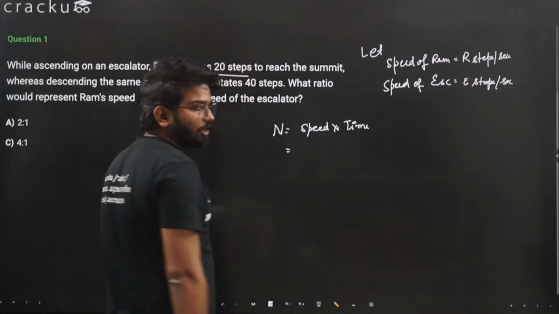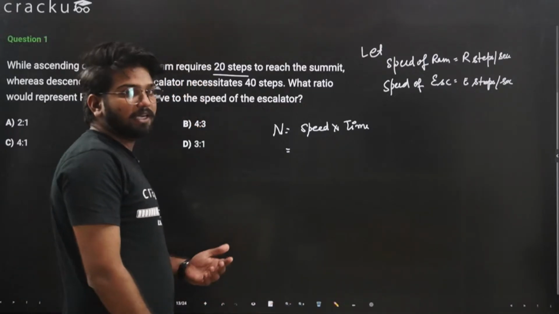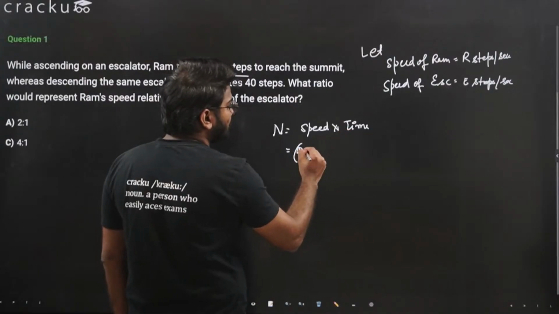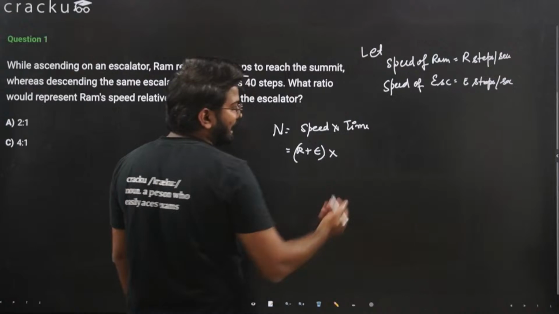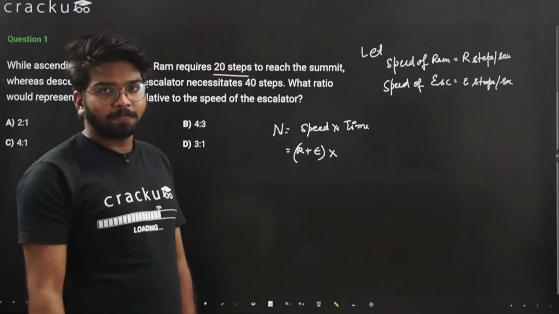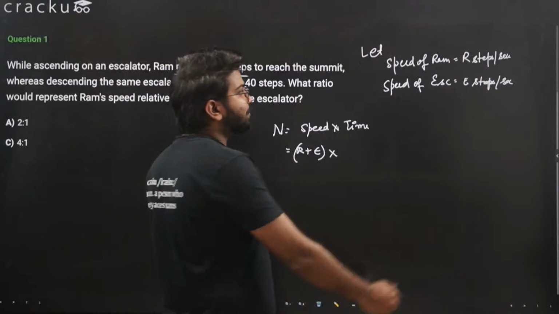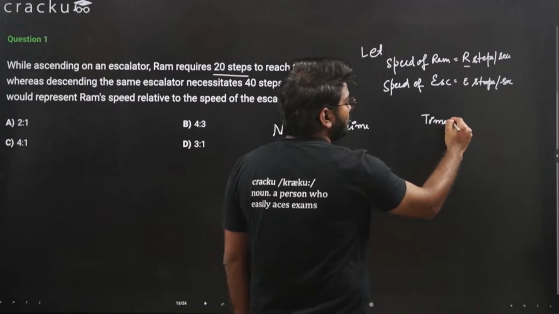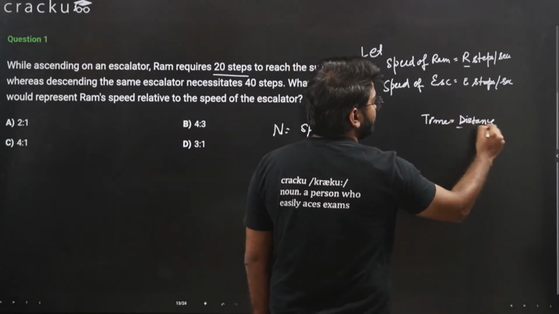The speed here will be, since both of them are moving in the same direction, the sum of their speeds, that is the speed of Ram plus the speed of the escalator, into time. How much time are they taking? We know that Ram is taking 20 steps and Ram's speed is r. So time is equal to distance divided by speed.